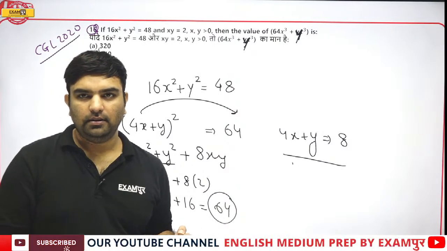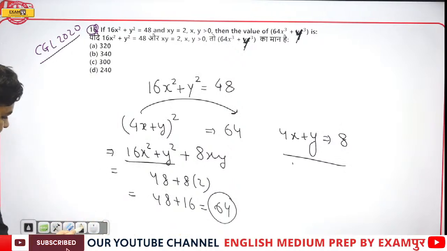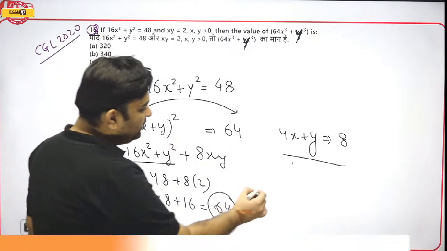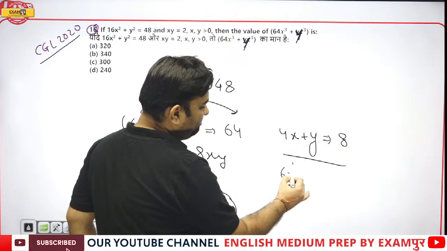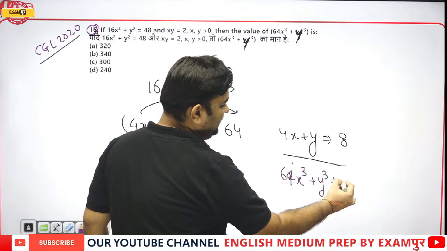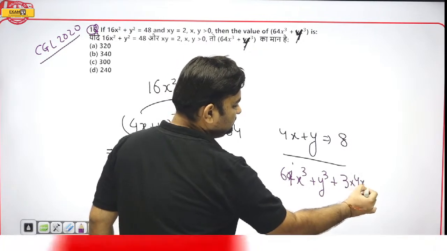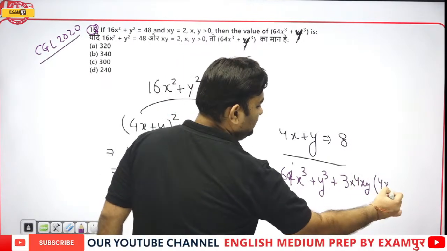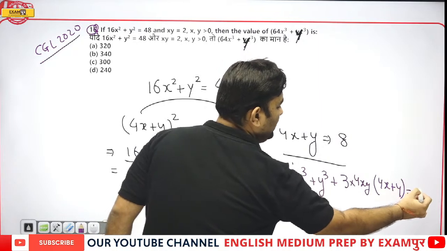Okay. Now after this, do the cubing. So a cube plus b cube plus 3ab(a plus b) is equal to 8 cube.